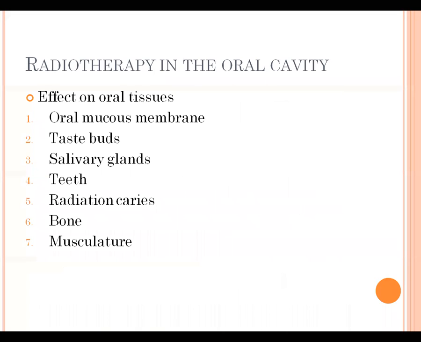Radiation therapy on the oral mucous membrane, or the oral cavity, that we will see now. How the radiation will affect the oral cavity. Whenever the patient is going for radiation therapy, everybody knows radiation therapy is given for the cancer patient. What are the side effects while taking radiation therapy? Every organ of the oral cavity will be affected due to radiations. How will it be affected?